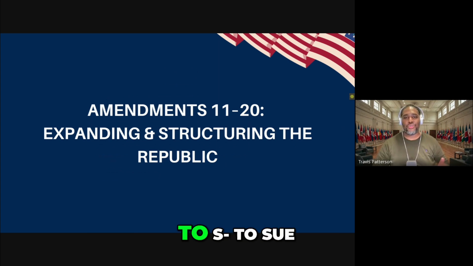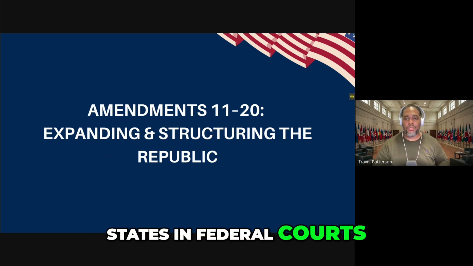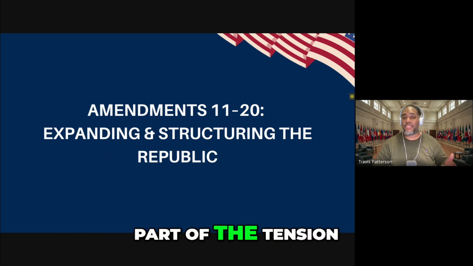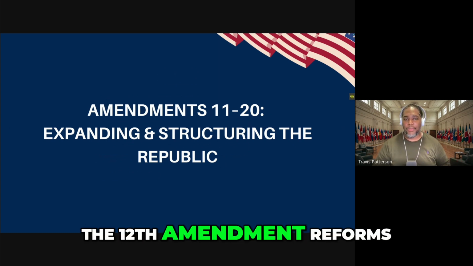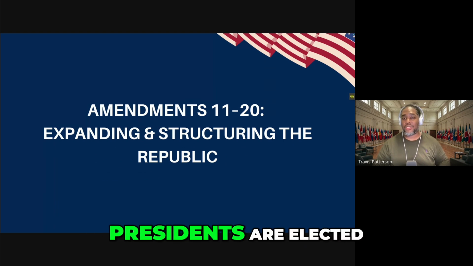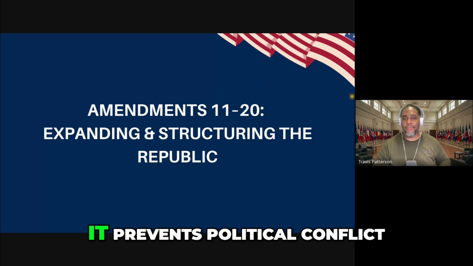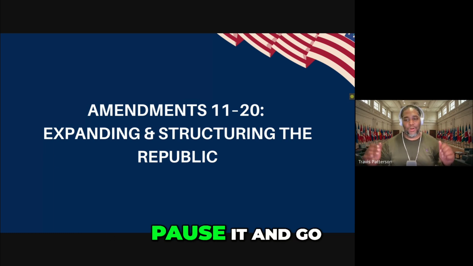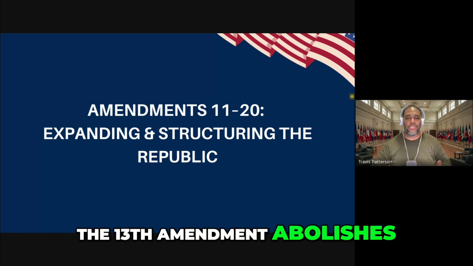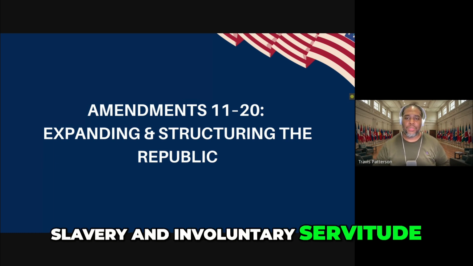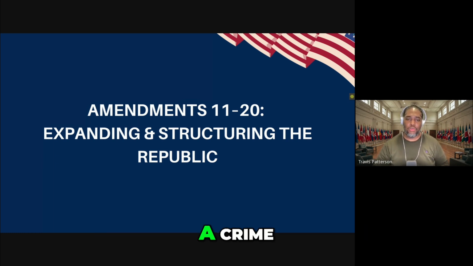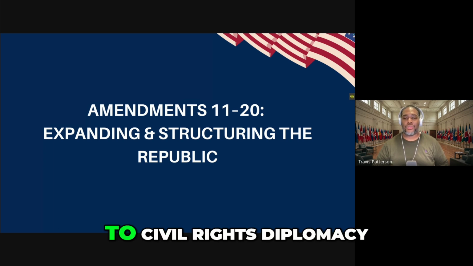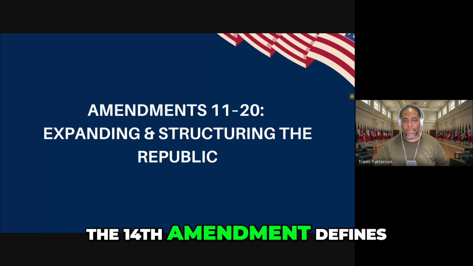With the 11th Amendment, it limits the ability to sue states in federal courts. So it's sovereign immunity. Why does this matter? State power. Part of the tension is federalism. The 12th Amendment reforms how presidents and vice presidents are elected. It prevents political conflict like the election of 1800. The 13th Amendment abolishes slavery and involuntary servitude, except as punishment. Why does it matter? Major turning point in human rights and foundational to rights diplomacy.